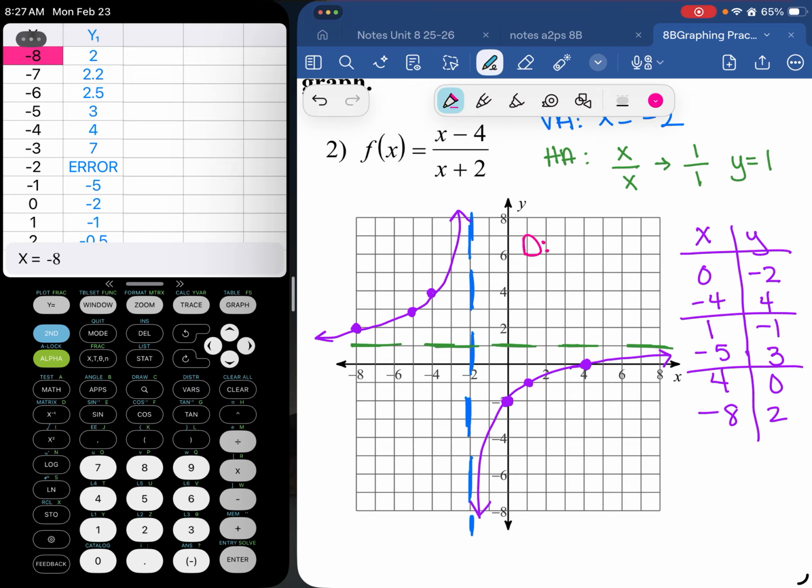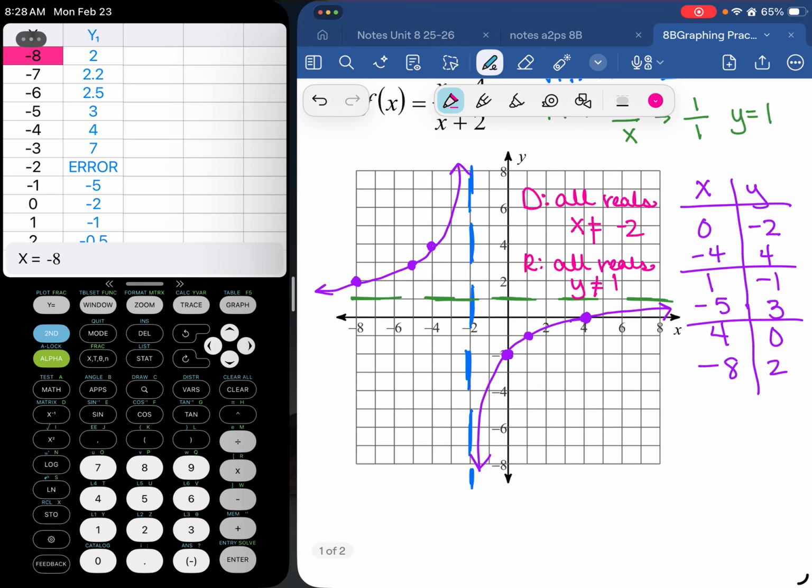Domain is all real numbers. X cannot equal -2. And your range, because it's not a split range, is all real numbers. And Y cannot equal 1.